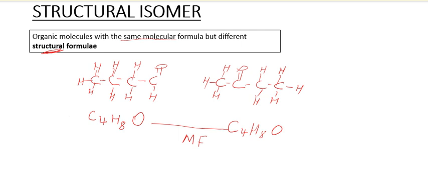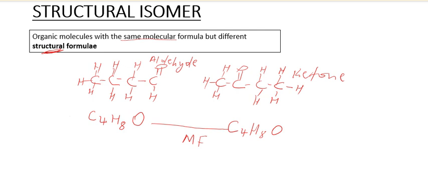Then when we look at the structures up here, look at this double bond O with first carbon and the double bond O with second carbon, which means this one is the aldehyde, and this one is a ketone. Same molecular formula but different structural formula. And that is a structural isomer.